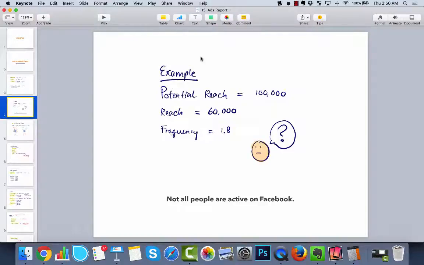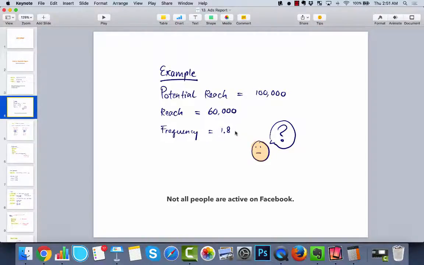Regarding frequency, sometimes this case might happen. When you create your targeting in your ads, it will show potential reach, right? For example, the potential reach is 100,000 people according to Facebook. And then when you run the ads and check the report, the reach is 60,000. So it means that it only reaches 60% of the potential reach, right? But the frequency is as high as 1.8. It isn't supposed to be that quick, right?